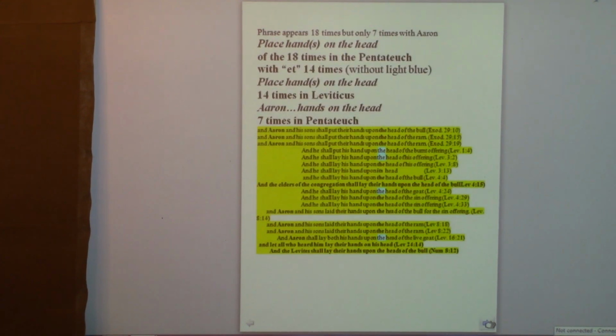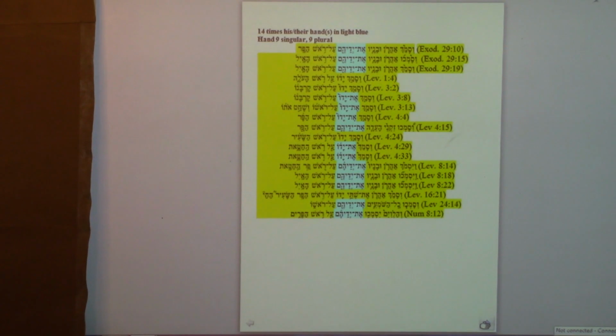Place hands on the head, that's usually a sacrifice. Again, this 18 is not a meter, but inside it we've got 14, and you see we take out the light blue, we've got 14 then, you see that we highlighted that phrase, we take it out and we've got 14. And then that breaks down to Aaron's hands on the head, 7 times. Here's the Hebrew. We reversed it this time so you can see it a little more plainly in Hebrew.